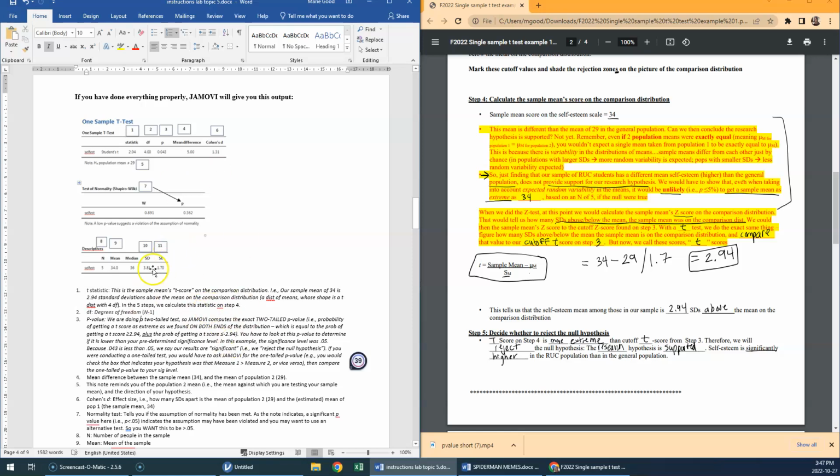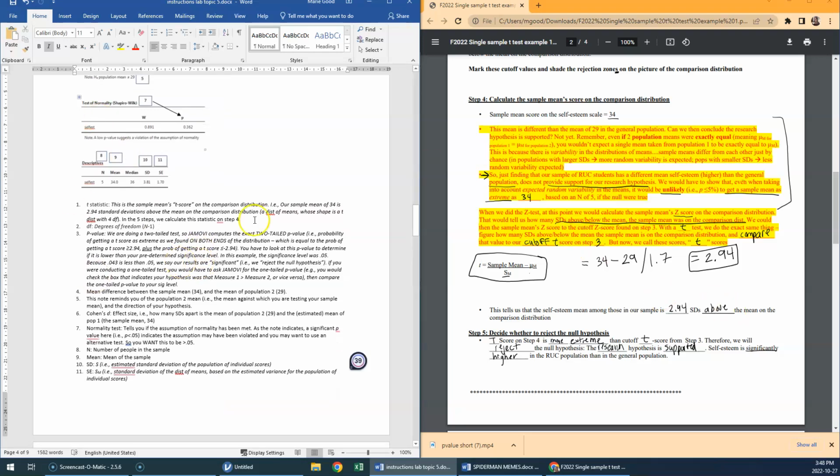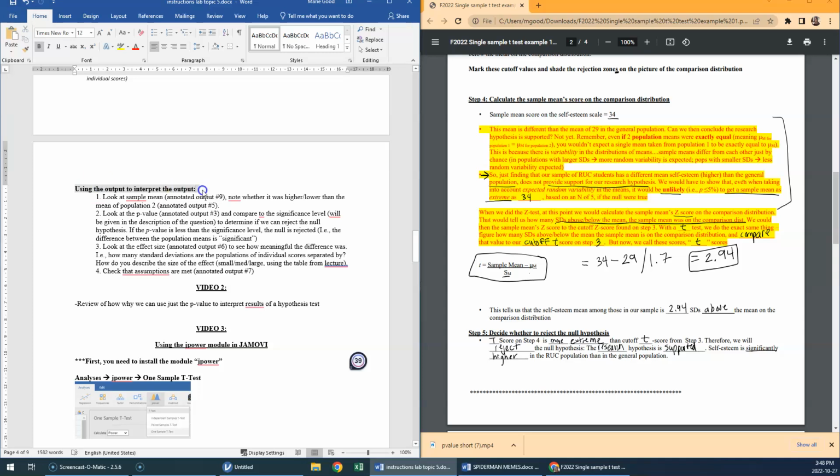Okay, and there's a lot of numbers. You can go through the output and get a sense of what these numbers are. What I really want to focus on is how do you use that output to interpret the results of the hypothesis test? And I'm going to give you a couple of simple steps. This should really be using the output to interpret the analysis. Let's do that.